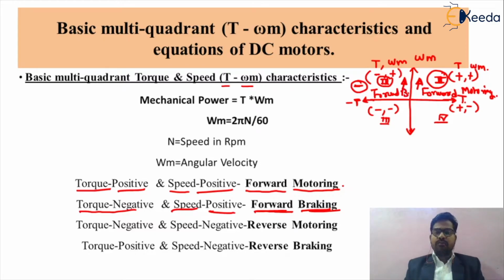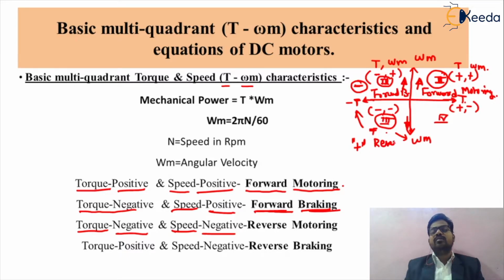So friends, in concern with the third quadrant of operation, as we have seen, the value of torque is negative, and the value of speed is also negative. Negative times negative will obviously give a positive resultant. So the power is positive, but in reverse direction, because the speed of your drive will be reverse. So it is called reverse motoring.